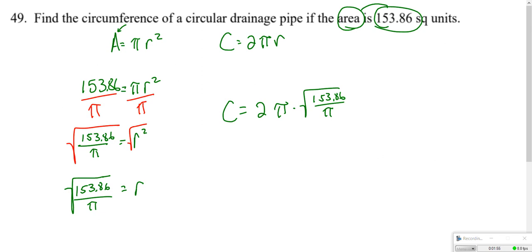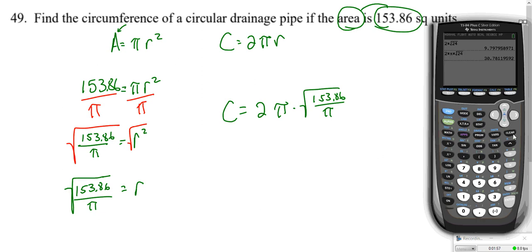So watch what I do on my calculator here. Let me clear that out first. So I need to multiply all of this. So I'm going to do 2, times, my pi symbol, pi, and times. And I need to do this square root.